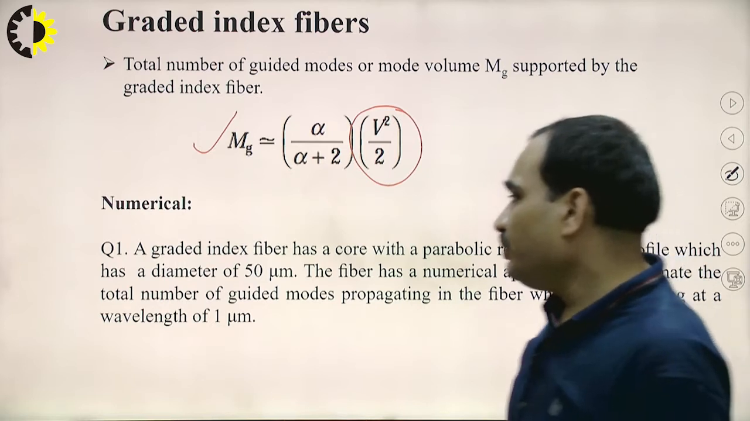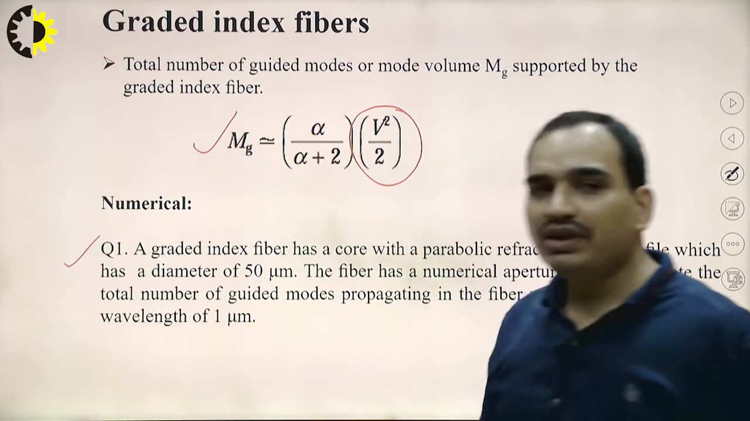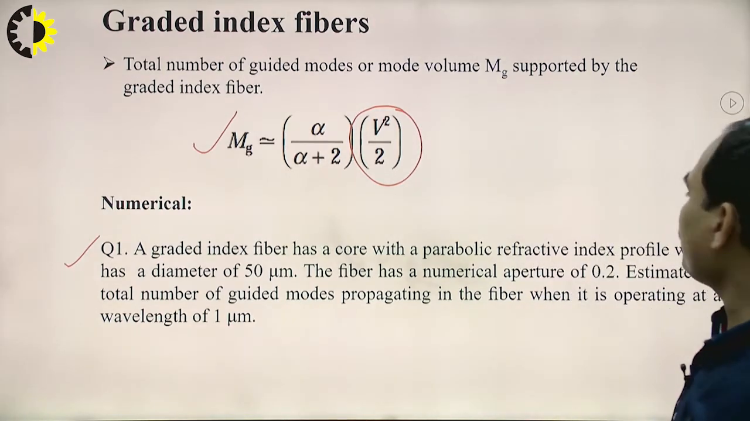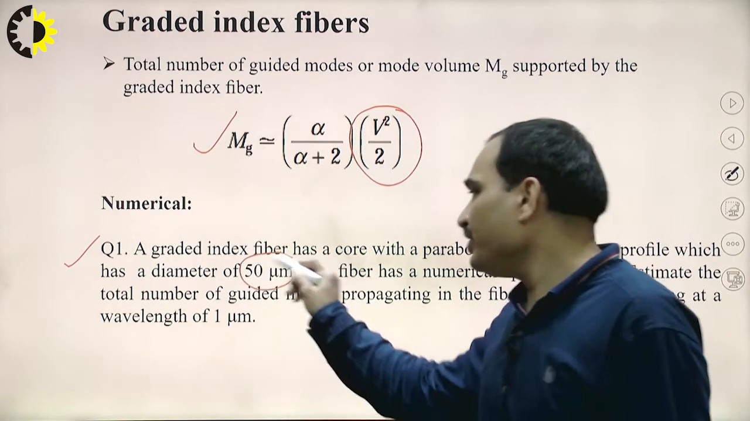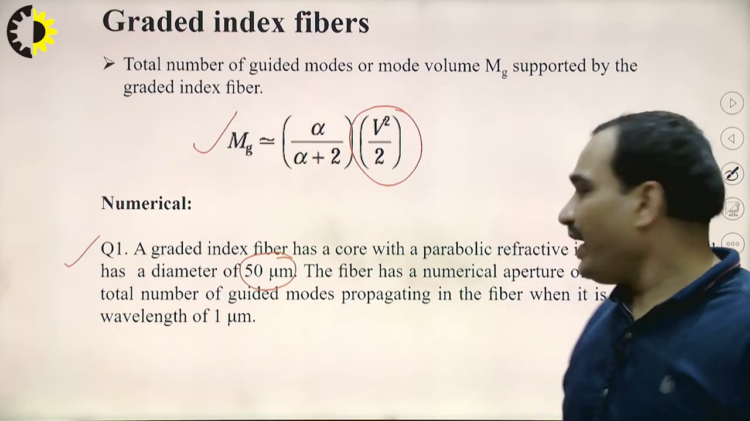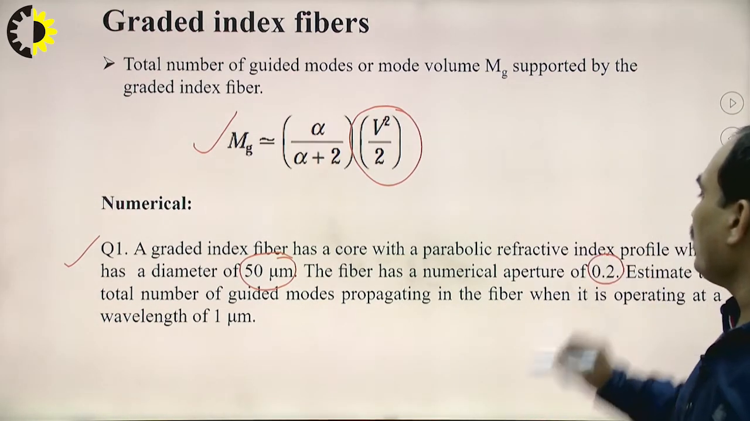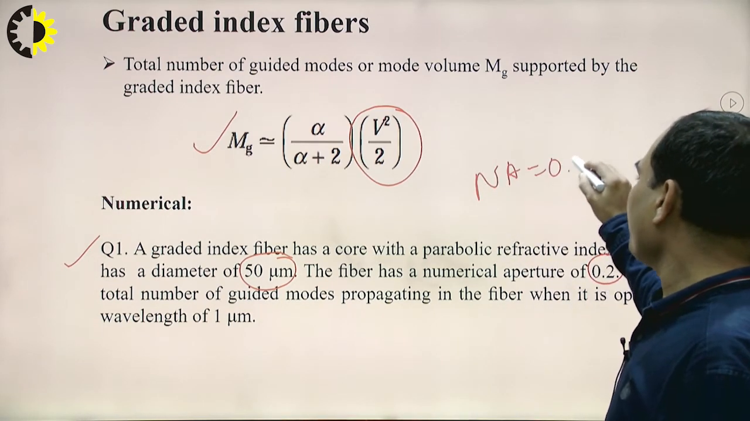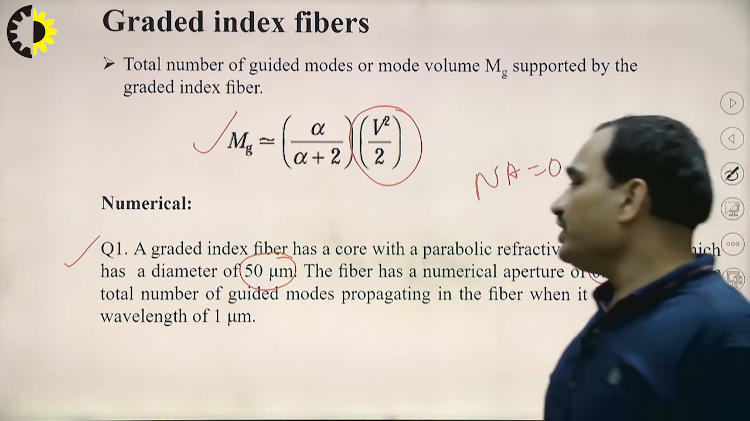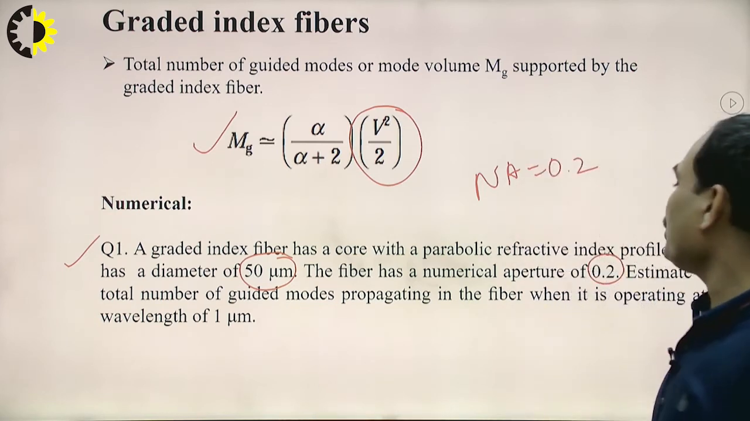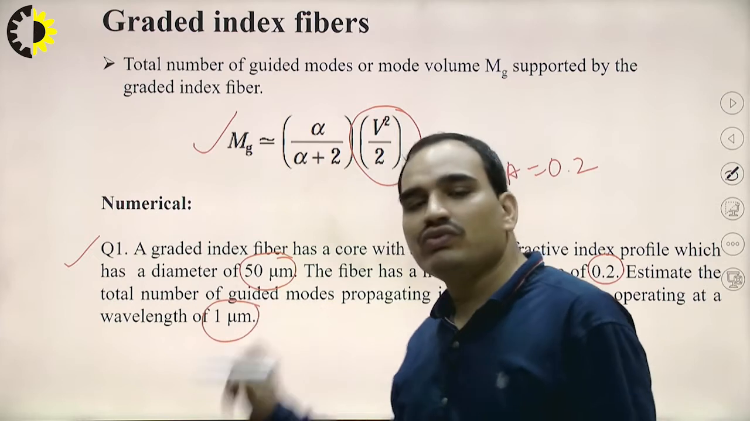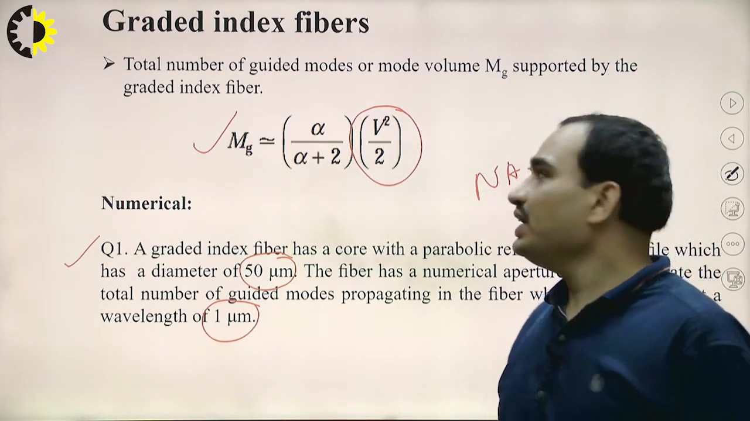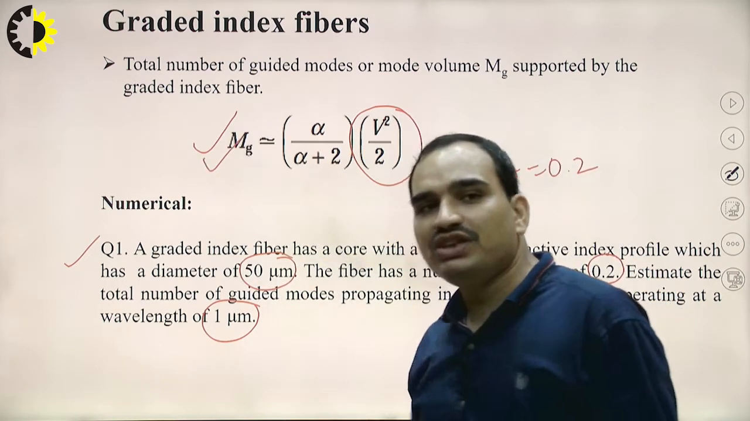So there is one numerical based on the graded index fiber. A graded index fiber has a core with a parabolic refractive index profile, which has a diameter of 50 micrometers. The fiber has a numerical aperture of 0.2, so the value of NA is given as 0.2. Estimate the total number of guided modes propagating in the fiber when it is operating at a wavelength of 1 micrometer. So the wavelength is already given to us, so we can substitute the values in the formula of Mg.